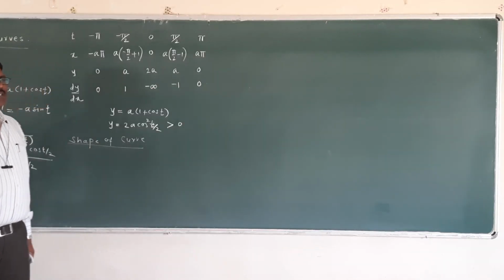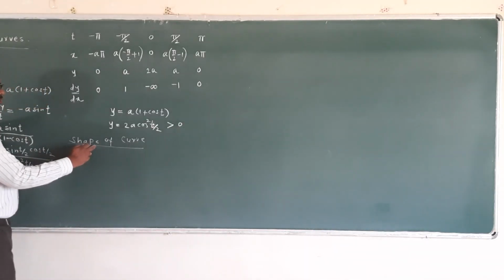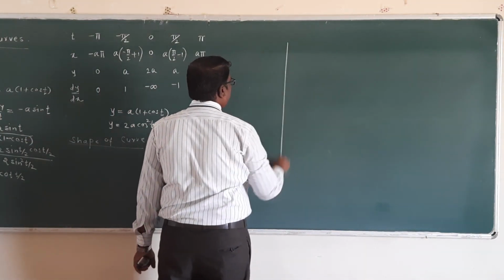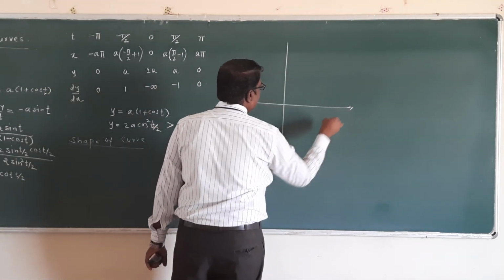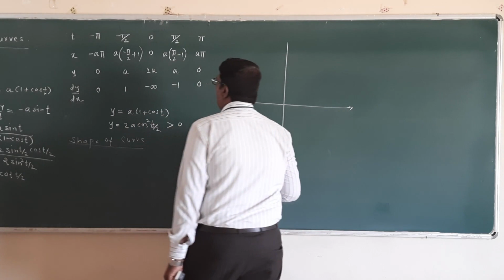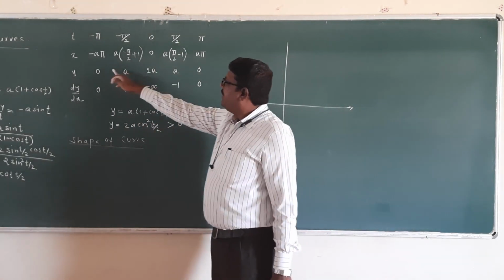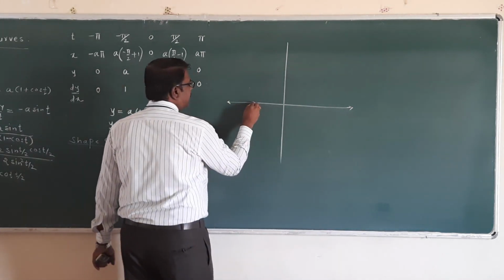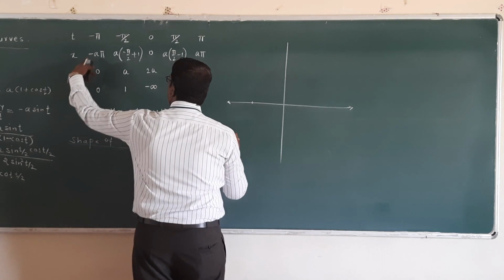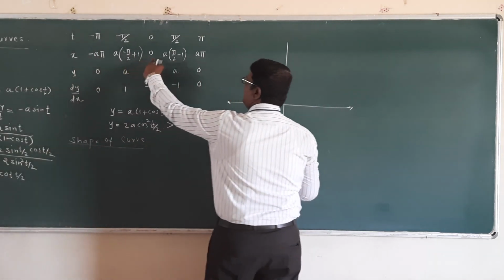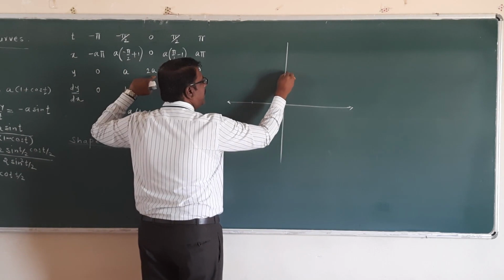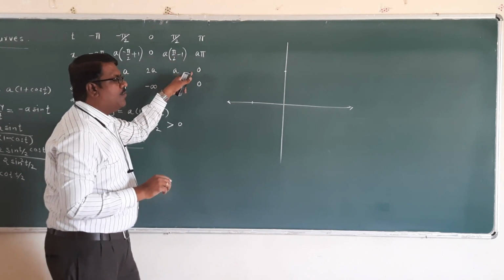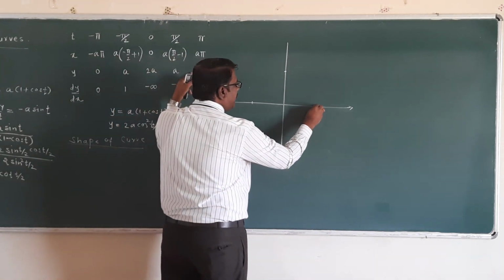Now we will trace the curve. So the last part is the shape of the curve. While tracing the curve, first draw the x-axis and y-axis. Now we will plot at least 3 points. X is minus a pi and y is 0. It means this point is here. So this is the first point. The second point which we plot will be 0, 2a. So the 0, 2a point will be here. The third point is a pi, 0. So the a pi, 0 point will be here.